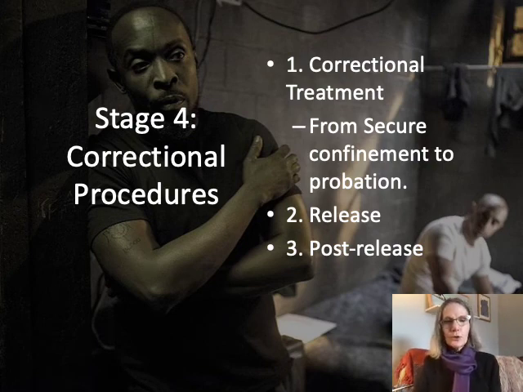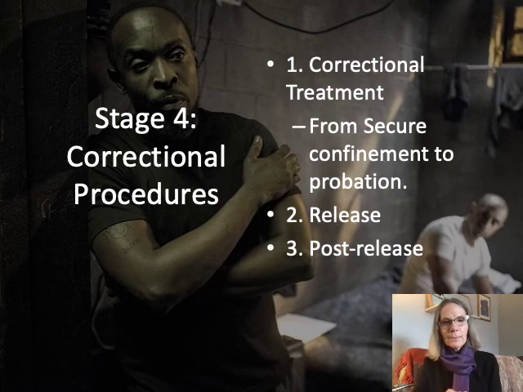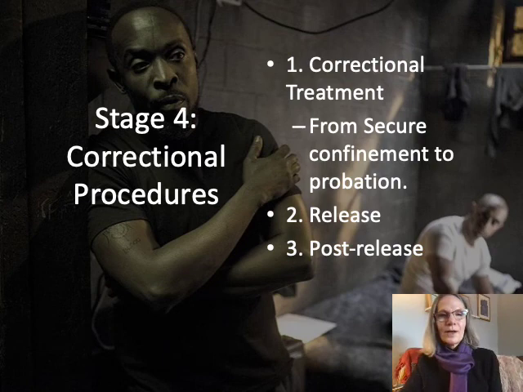And so there are 3 steps in the correctional procedure stage: correctional treatment, release, and post-release. Once you're sentenced, you may be sentenced to confinement: in jail if it's a short sentence, in prison for a longer sentence. Correctional treatment can be anywhere from secure confinement to probation. One is released back into society, and there's oftentimes post-release care. Parole makes sure that you are living up to the conditions of your release. Again, we'll go into more detail as the semester goes on.